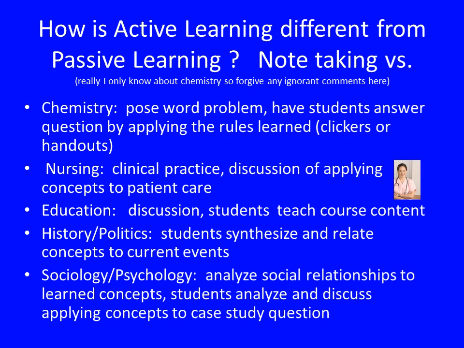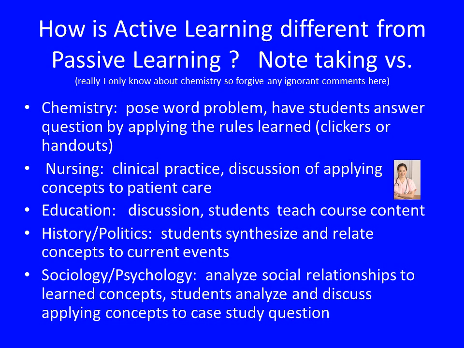How is active learning different from passive learning? So in passive learning, you're just basically taking notes. In the various disciplines, in chemistry, for instance, you can pose a word problem, have the students answer the questions by applying the rules that you've learned. You can have the students answer the problems by either using clickers or using a handout that they turn in. In nursing, you can have clinical practice. You can have discussion of applying concepts to patient care.